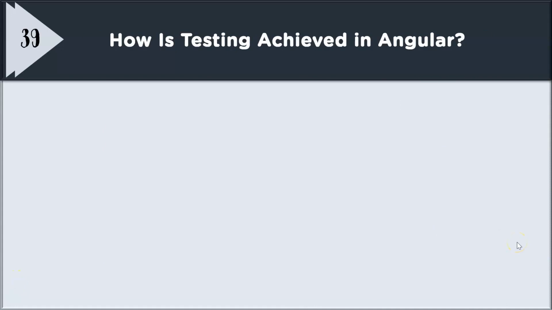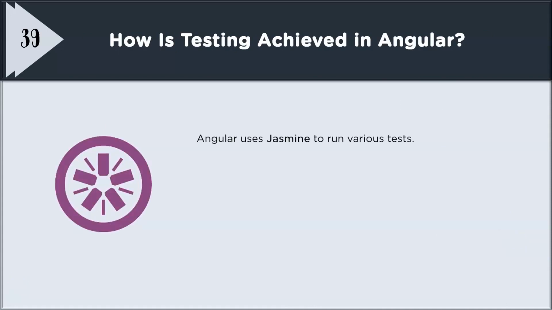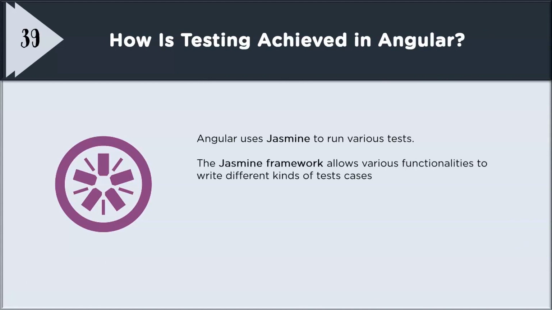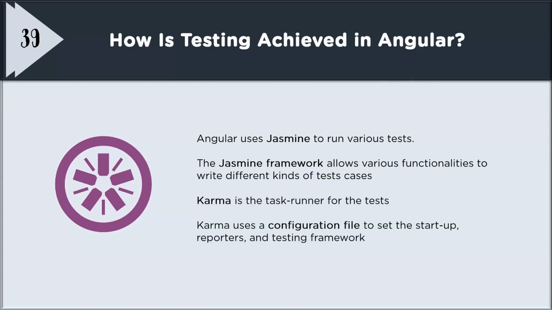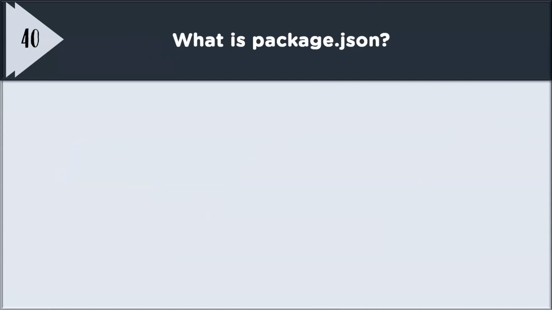Next up is how is testing achieved in Angular. Now, Angular uses Jasmine to run various tests. The Jasmine framework provides various functionalities to write different kinds of test cases. The task runner for these tests is typically Karma, and Karma uses a configuration file to set the startup, reporters, and the testing framework.